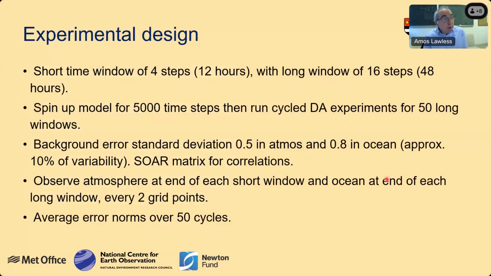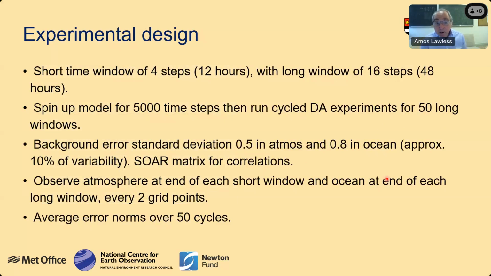So what we've done is an experimental design of a short time window, where the short time window is 4 steps of 12 hours, but then every 16 steps, or 48 hours, we do this smoothing procedure. To run the model, we spun up the model for 5,000 time steps to make sure we're on the attractor, and then we've run cycled data assimilation experiments for 50 long windows.